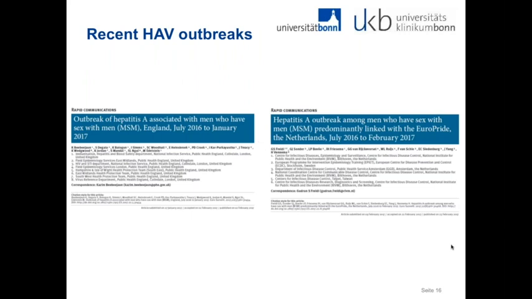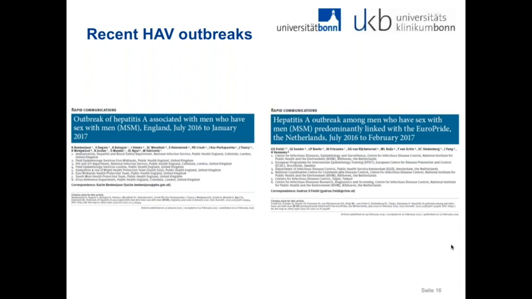And the big issue I think we have right now is a recent outbreak of hepatitis A. There were some rapid communications published, one of an outbreak of hepatitis A associated with men who have sex with men from England from last year, and then also one following the EuroPride in the Netherlands. So that tells us that when there are events where a lot of people get together to party and have fun, obviously there's a lot of sex involved, and if there are people who, by coincidence, either just had or are on their way to developing hepatitis A and maybe are still asymptomatic, they may be shedding virus in their feces, and as such can be a source of infection. And once that happens in a larger group of people who are not vaccinated, then we can have an outbreak. And that is something we're currently seeing in multiple places.